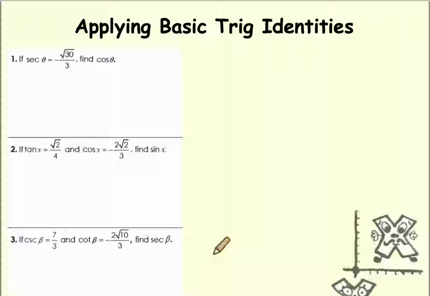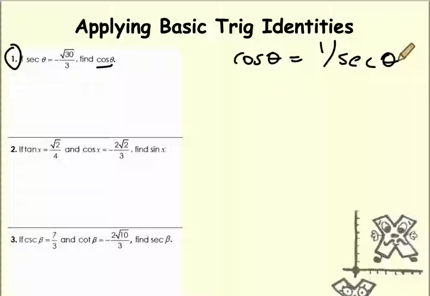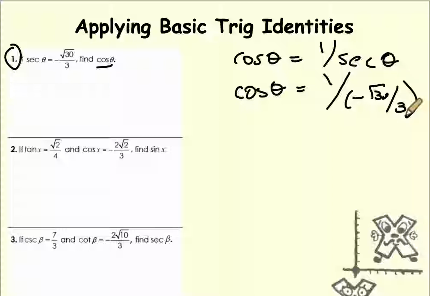So over here, it says we know that the secant is the opposite of the square root of 30 over 3, and we want to find the cosine. We know that cosine is the reciprocal of secant, and that's the identity I'm going to use. So if I want to find the cosine, I'm going to substitute the opposite of the square root of 30 over 3 for secant because they're equal to each other. And now I'm just going to simplify.